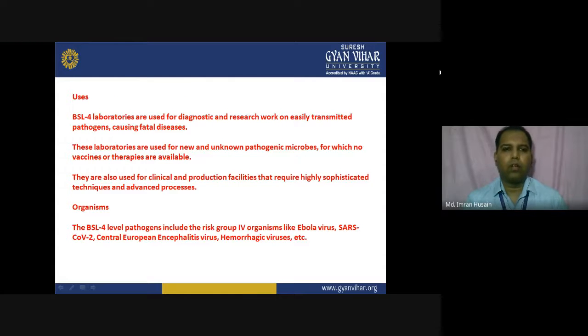BSL-4 laboratories are used for diagnostic and research work on easily transmitted pathogens causing fatal diseases. These laboratories are used for new and unknown pathogenic microbes for which no vaccine or therapies are available. They are also used for clinical and production facilities that require highly sophisticated techniques and advanced processes. Organisms used include Ebola, COVID virus, encephalitis virus, and SARS virus, all of a highly contagious nature.